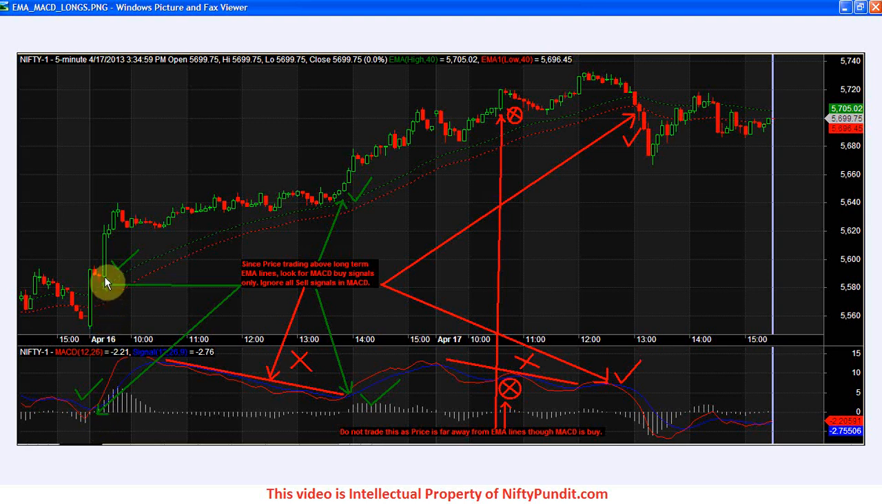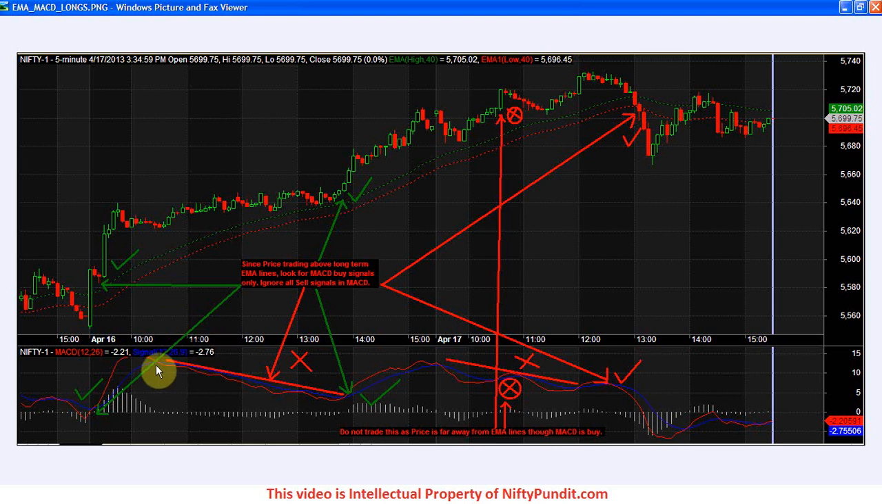So enter a long here, and you should exit as soon as you get 10 or 20 or 30 points, because this is a scalping trade. Second thing is, if you notice the distance between these two lines is high, and that is the area you should exit your profits, book your profits.